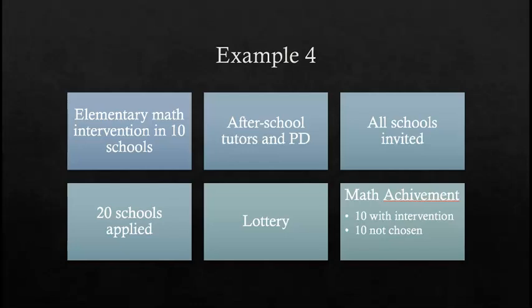In example 4, a large school district wins a grant to fund an elementary math intervention in 10 schools. The intervention provides after-school math tutors as well as professional development activities for math teachers in each of the participating schools. The district invites all of its elementary schools to apply for the funding. 20 schools apply, so the district conducts a lottery to determine which 10 schools receive the intervention. After the intervention has been implemented, the district compares math achievement in the 10 schools that received the intervention to math achievement in the 10 schools that applied but were not chosen in the lottery.